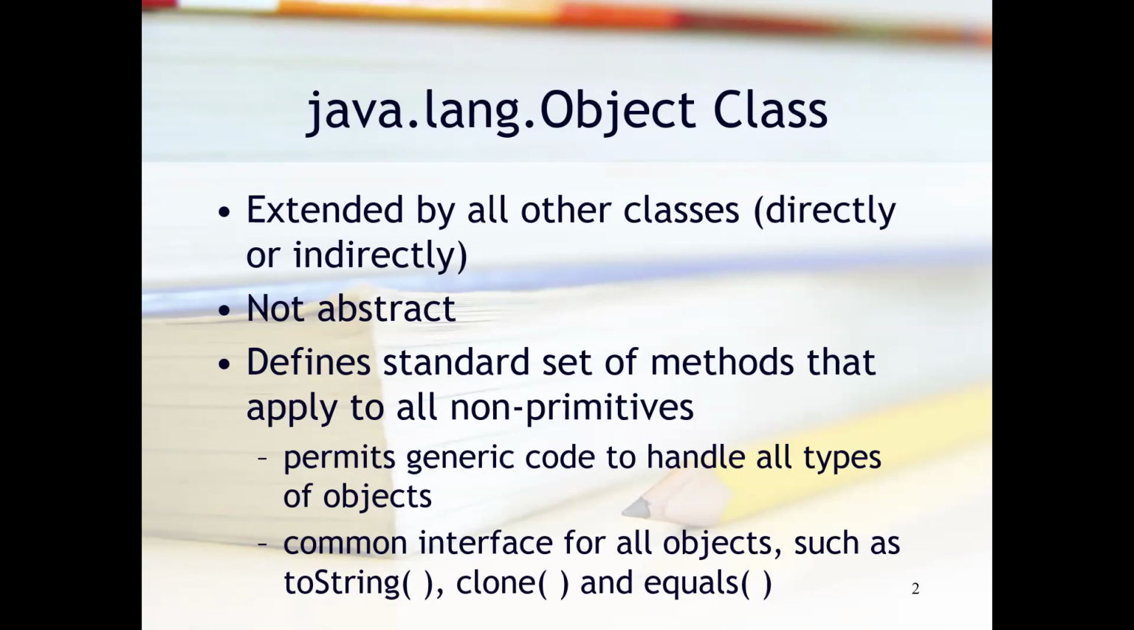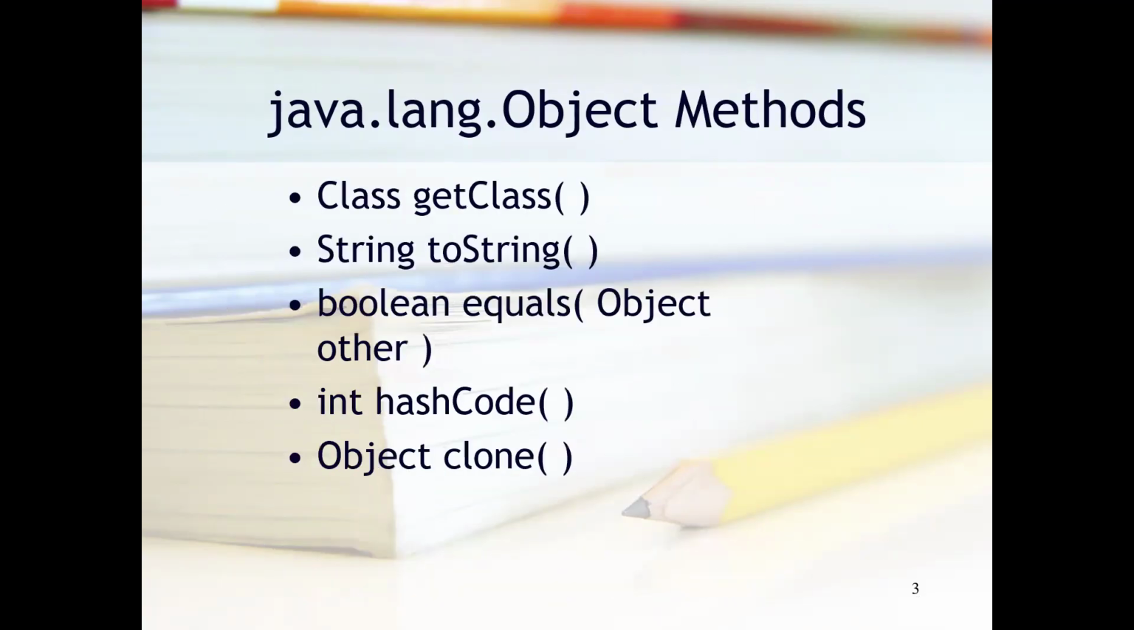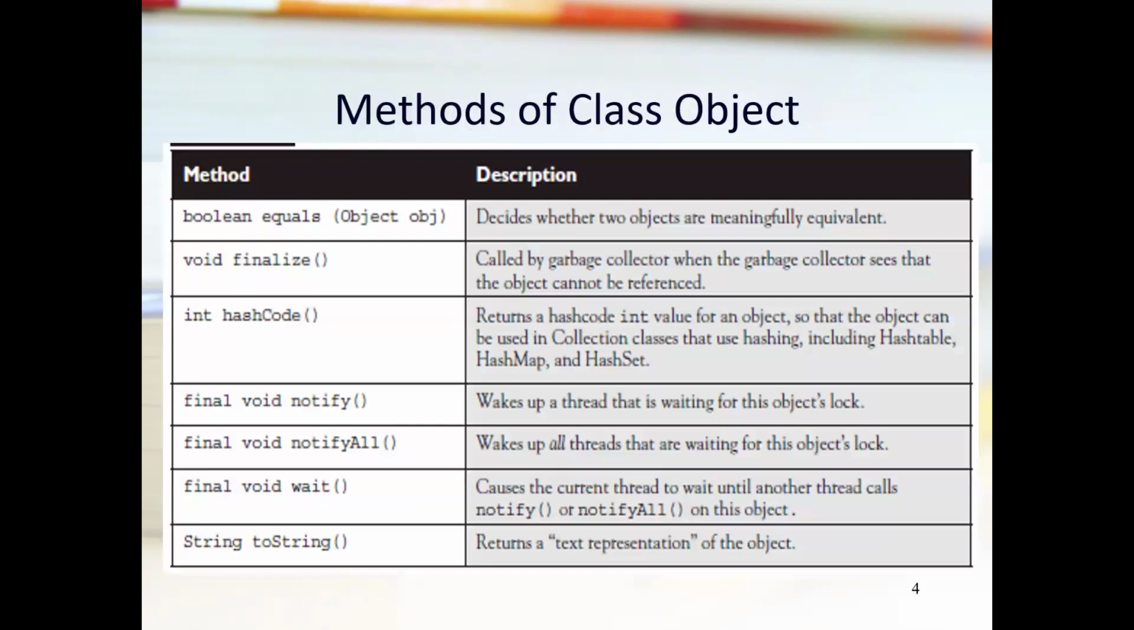Then we just discussed the toString method and the equals method. Right, toString, equals and the hashCode I just showed you. Now the equals method decides whether two objects are meaningfully equivalent, and the hashCode returns the hash code, and the toString method is just defining the string representation of the object. Now you can read the rest as well.